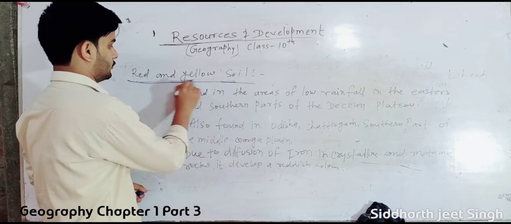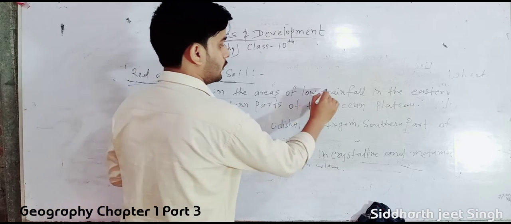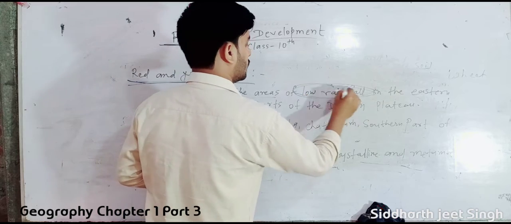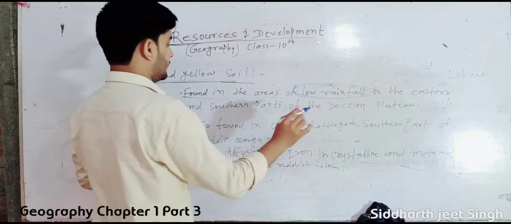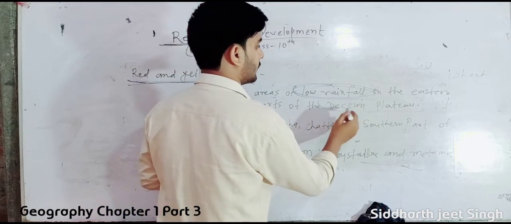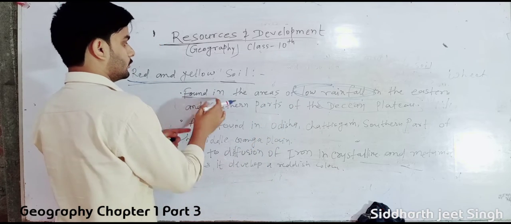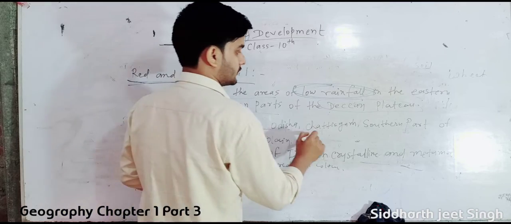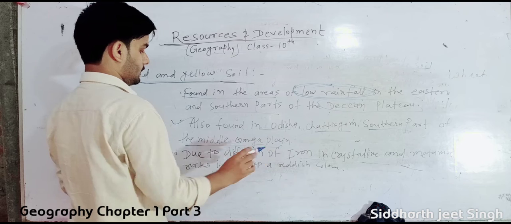About red and yellow soil. Red and yellow soil is found in areas of low rainfall, in the eastern and southern part of the Deccan Plateau. It is also found in Odisha, Chhattisgarh, and the southern part of the middle Ganga plains.